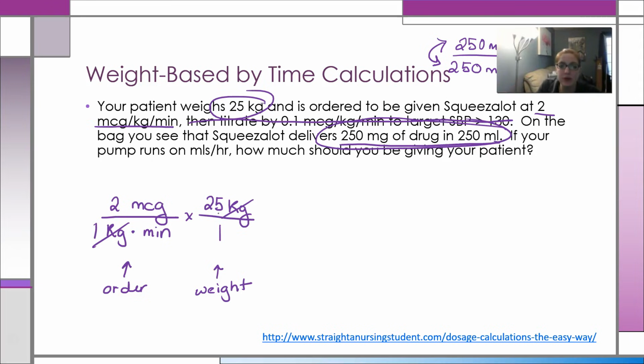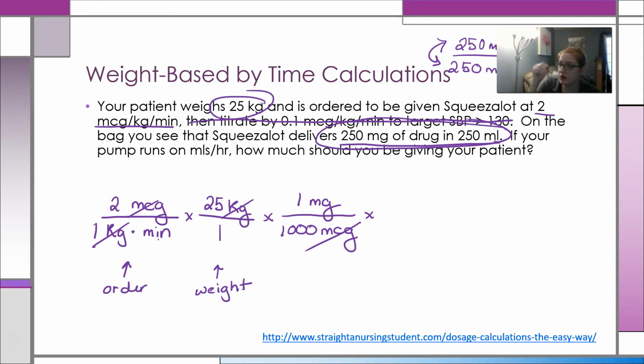Starting with micrograms, we need to change it to milligrams. Got to get those units the same prefix. Got to get them the same. So micrograms, there's 1,000 micrograms in every 1 milligram. Wahoo. Cross out those units. I love crossing them out. Get rid of that messy detail. You don't need it anyways. Okay.